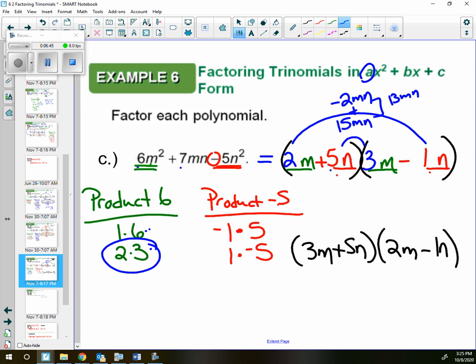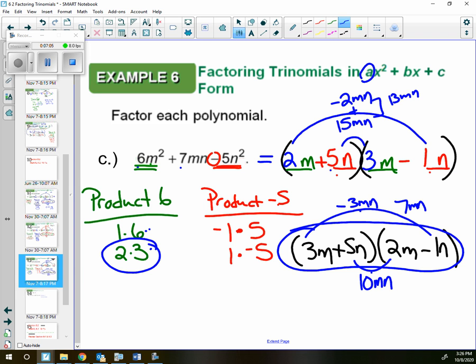All right, so we'll try it the other way. Outsides looks like that would give me a negative 3mn. Insides gives me a positive 10mn. And when I add negative 3 plus positive 10, oh, look, there we go. That's our 7mn, adds to positive 7. So these are the pairs that we want.